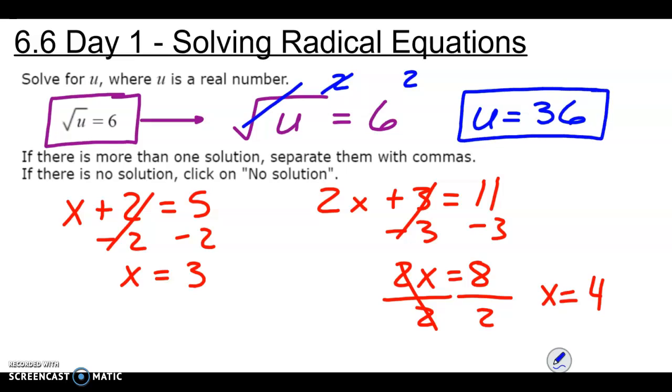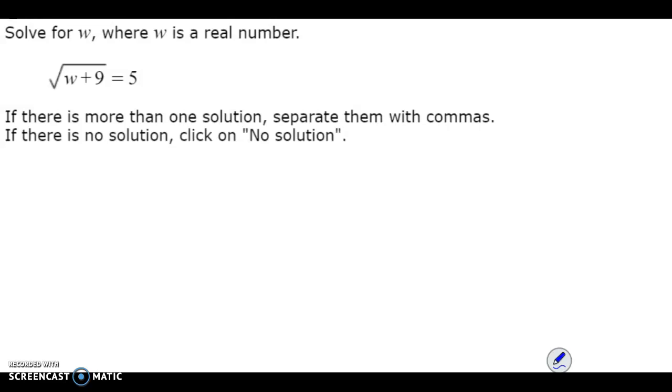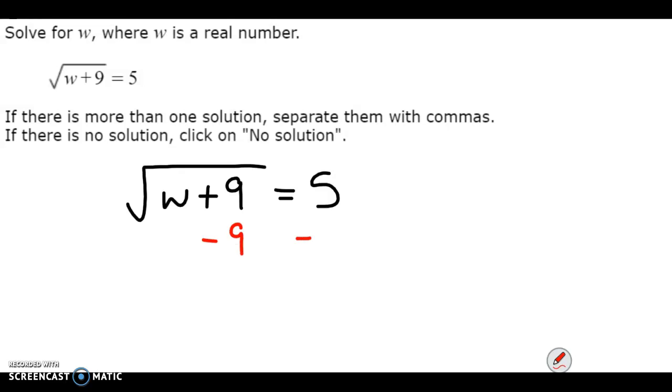So that's kind of the root of, for lack of a better term, what we're doing today with solving all these things. We're introducing that square root versus squaring for inverse operations into solving our equations. So the square root of w plus 9 equals 5. The number one mistake that we see here is people try to subtract 9 right away. Okay? You can't do that because, like we've talked about, this square root is a grouping symbol.